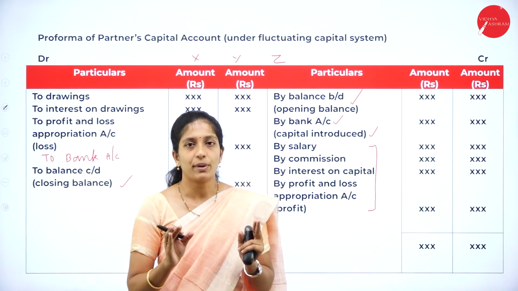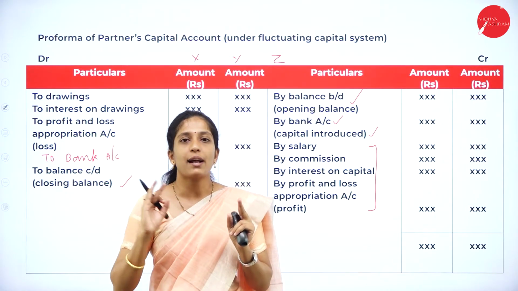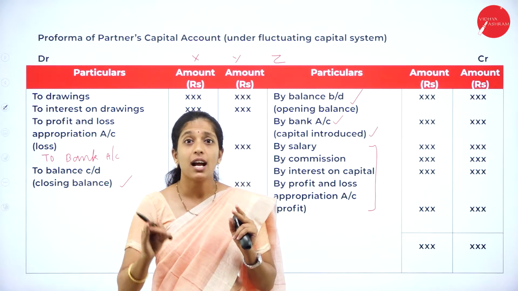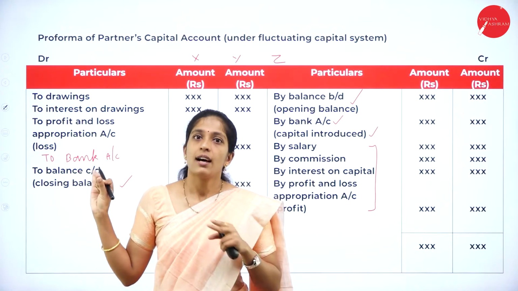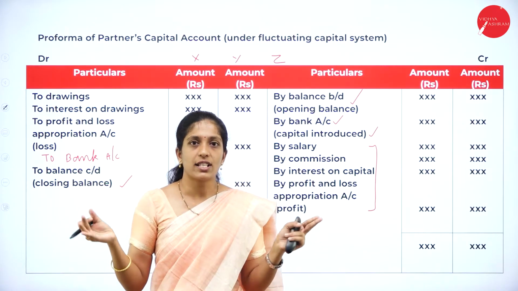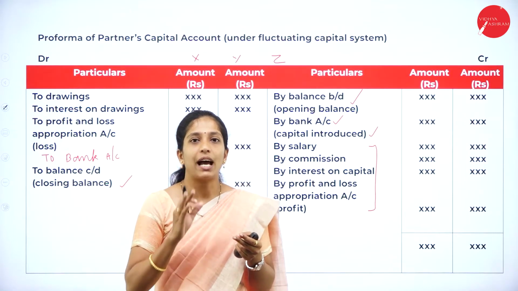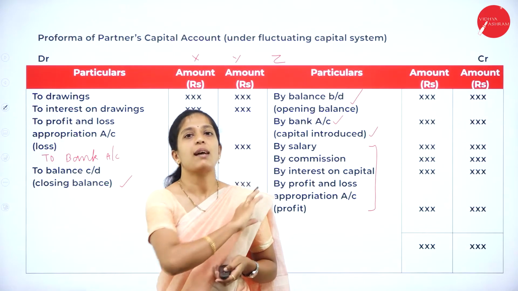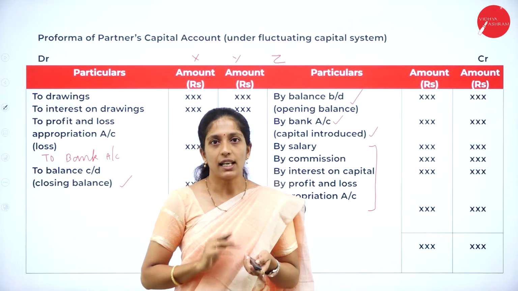For the time being, remember that on your debit side you record drawings, interest on drawings and profit and loss appropriation account, and if any amount is withdrawn, that is also recorded on the debit side. The rest of the items come under the credit side. You balance both sides and the balancing figure is carried down. So this is about the partners' capital account under the fluctuating capital method.